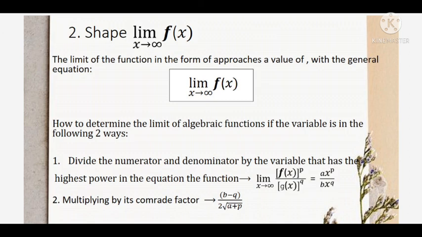Lim x approaching infinity of f(x) power p over g(x) power q equals a x power p over b x power q. 2. Multiplying by its conjugate factor, for example (square root of ax plus b minus square root of px plus q), or 2 root a plus b.